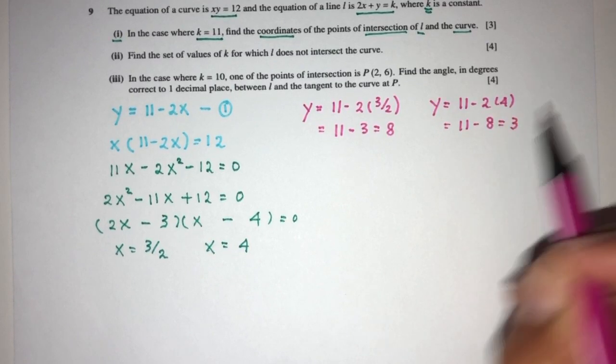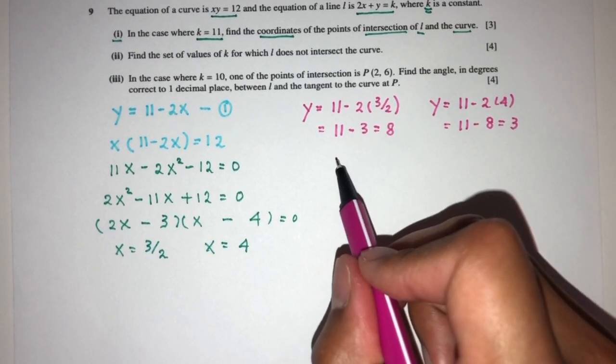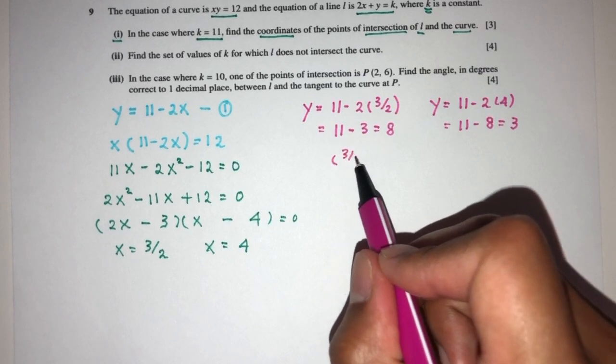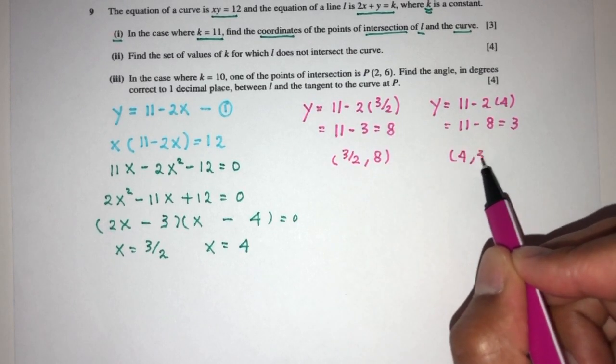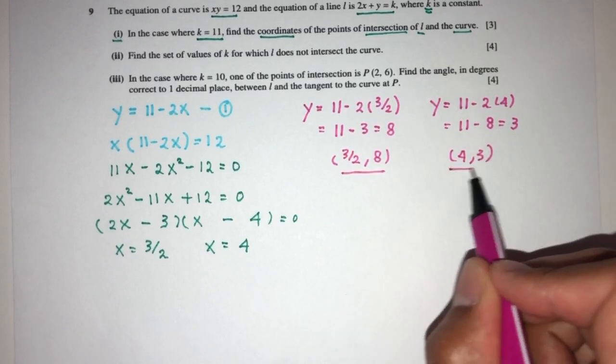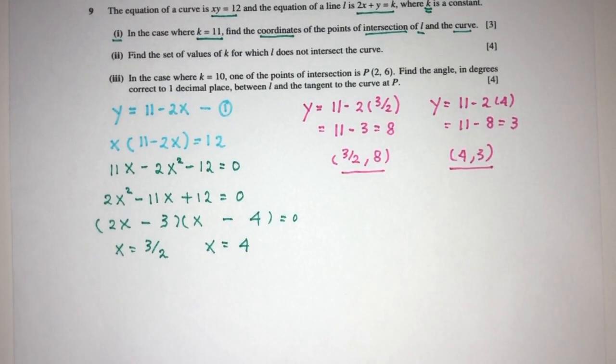That should be 3. So the points we have here: the first point is 3 over 2 and 8. And here we have 4 and 3 for the points of intersection. That is part 1 of the question.